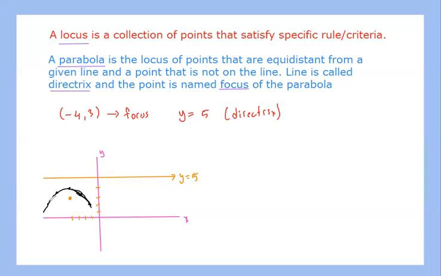So if I pick any point, let's say I take this point (x, y), the distance between this point and that line, which is this one, has to be the same as this distance to the point (-4, 3). This point is just on this line, and its x-coordinate is also x, so I can say this is (x, 5).